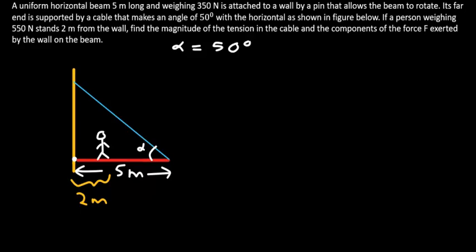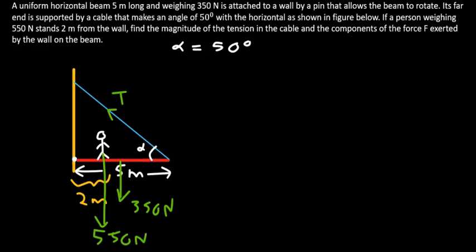So let's do the free body diagram of that beam. The first one is the tension, T. The second one is the weight of the beam itself, which we know to be 350 newtons. And the third force is the weight of the person, which is 550 newtons.